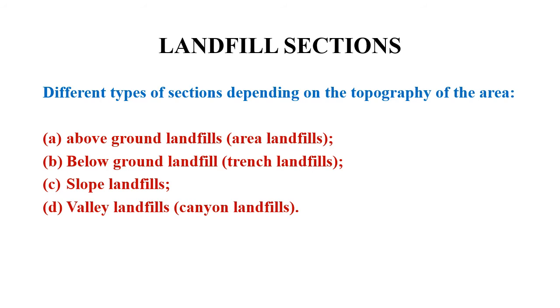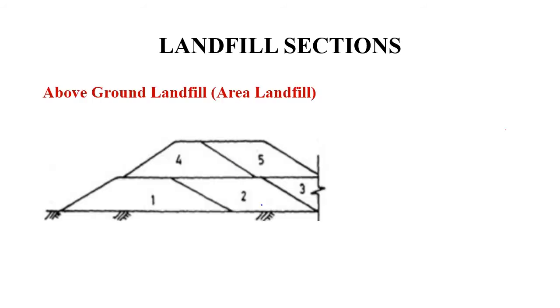So basically there are four types of landfill sections. There are above ground landfills, which are also called area landfills. Then there are below ground landfills, which are also called trench landfills. Then there are slope landfills and valley landfills or canyon landfills. So these are the four different types of landfill sections which you can build. Okay. So let's look into the various landfill sections one by one. The main factors which influence the decision on the type of section to be built depend upon the topography of the site, and another important factor is the depth of the water table at the site and the availability of daily covers.